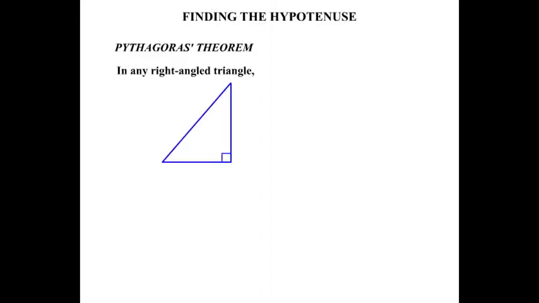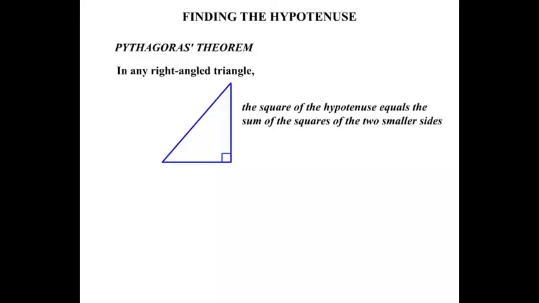Now in this lesson on Pythagoras' theorem, we are going to be looking at finding the hypotenuse. Pythagoras' theorem is that in any right-angled triangle, the square of the hypotenuse equals the sum of the squares of the two smaller sides. That word hypotenuse indicates the longest side in a right-angled triangle. And if we consider where the right angle is, the hypotenuse is always directly opposite that.